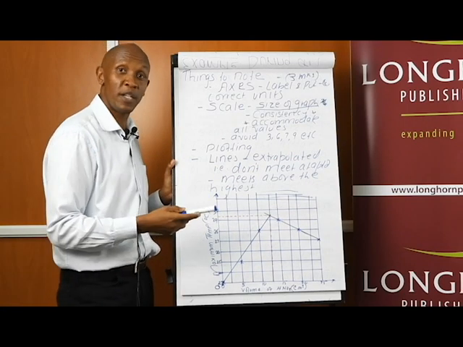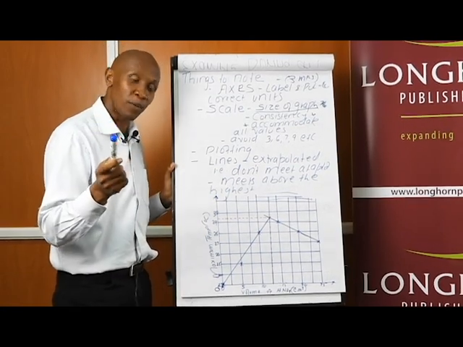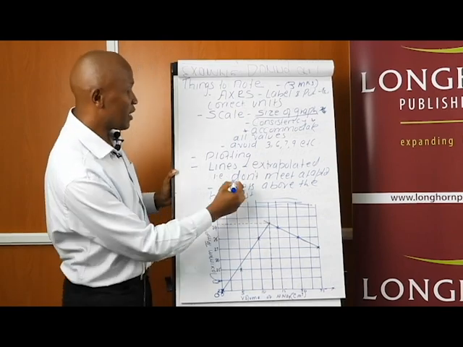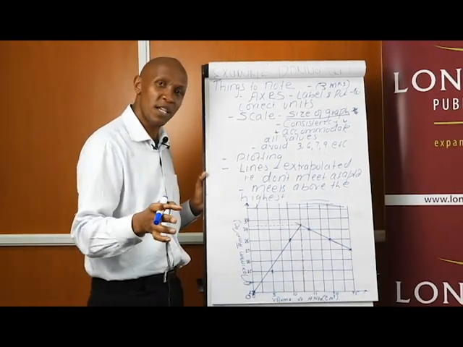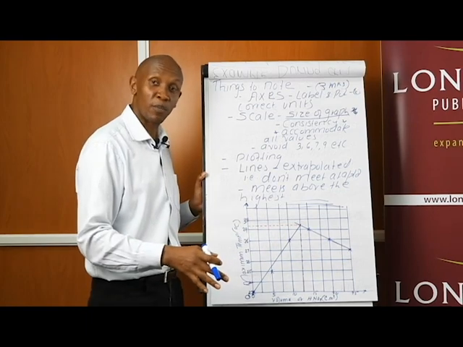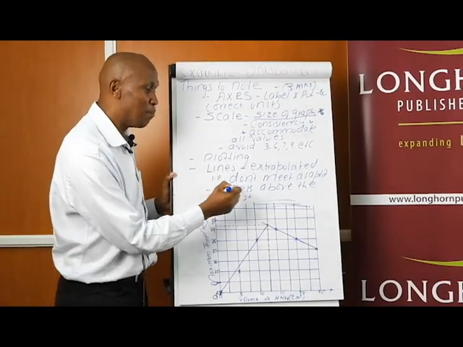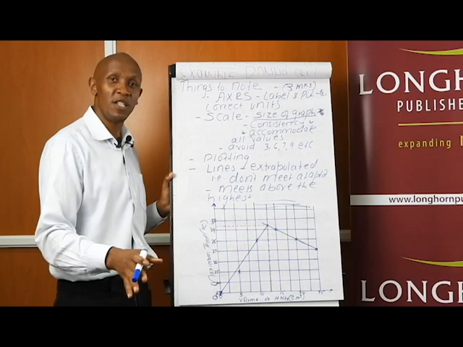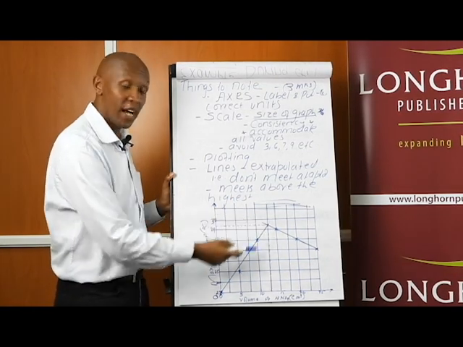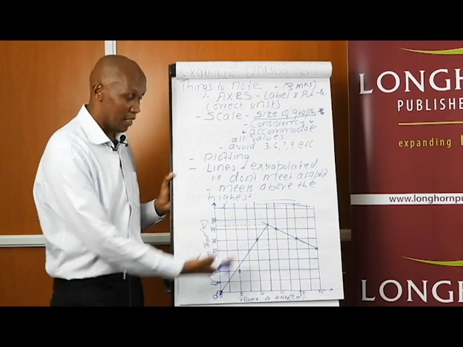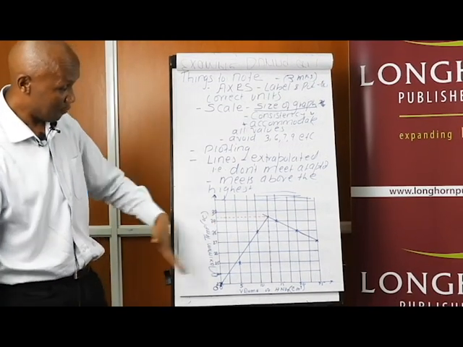What is to extrapolate? A line is said to be extrapolated if it does not meet at a plot. If the lines do not meet at a plot, then they are extrapolated. Then they should meet above the highest. Those are the only two things that you need to consider: that the lines meet above the highest and they are not meeting at a plot. Have you seen?